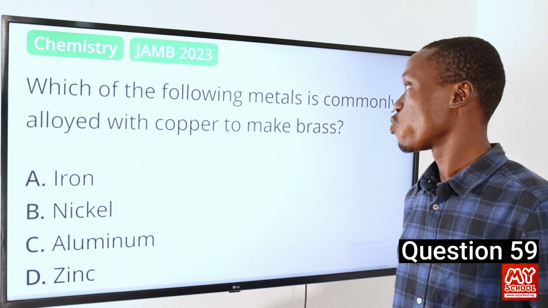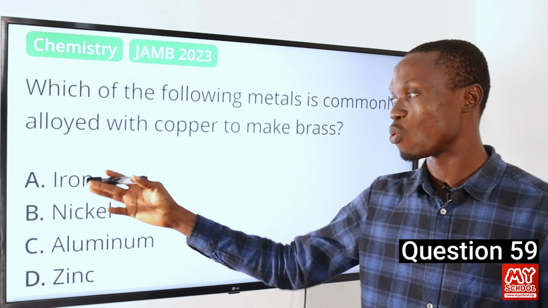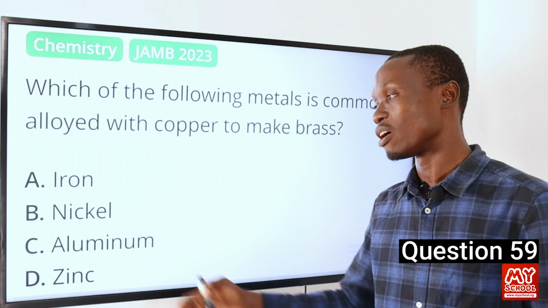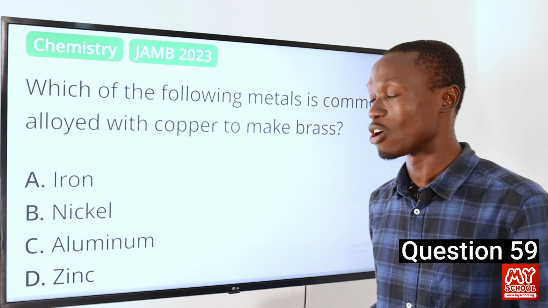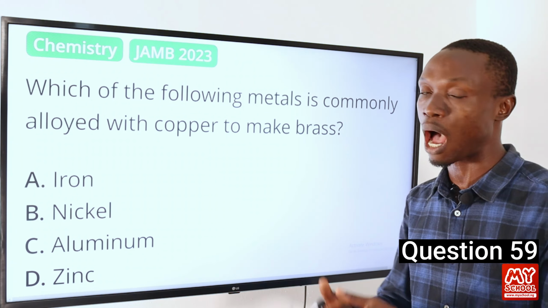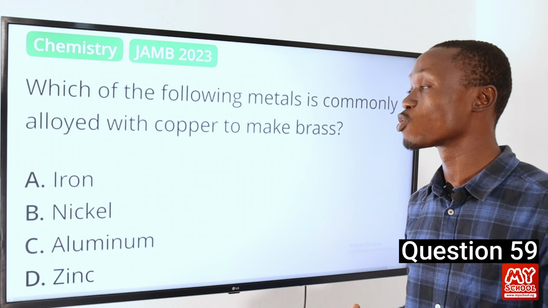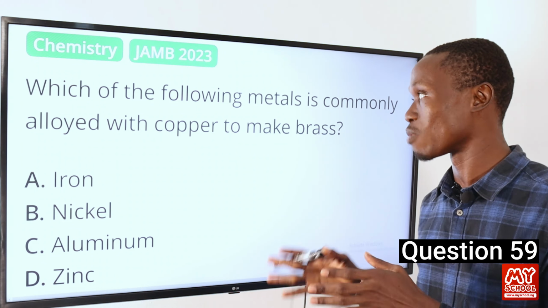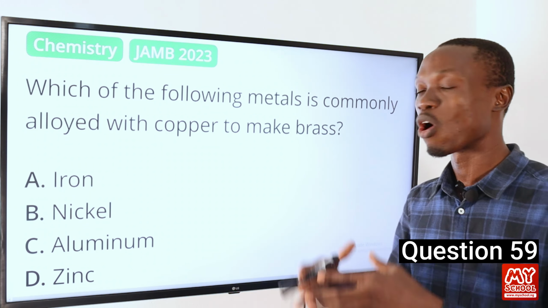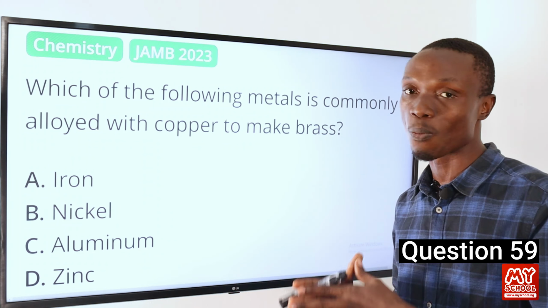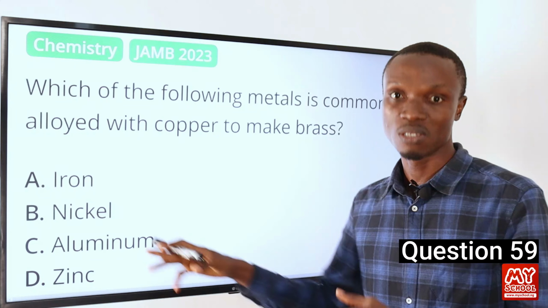Question 59. Which of the following metals is commonly alloyed with copper to make brass? So A we have iron, it's not iron. B we have nickel, it's not nickel. C we have aluminium, it's not aluminium. So the answer to this question is D. So brass is a mixture of zinc and copper. Then we also have another one which is a mixture of copper and tin, and that gives you bronze. So you should just take note of the difference between brass and bronze. For brass it's a combination of copper and zinc, and for bronze it's a combination of copper and tin. So the right option to this question is option D, zinc.